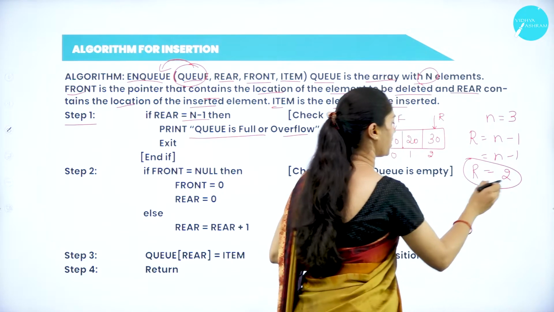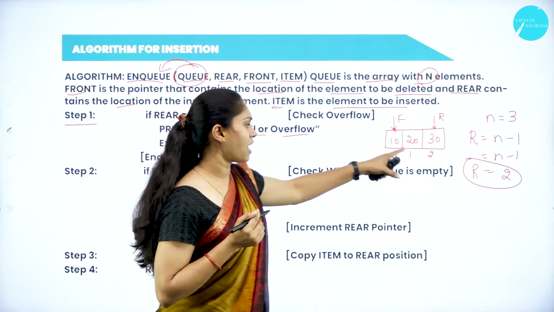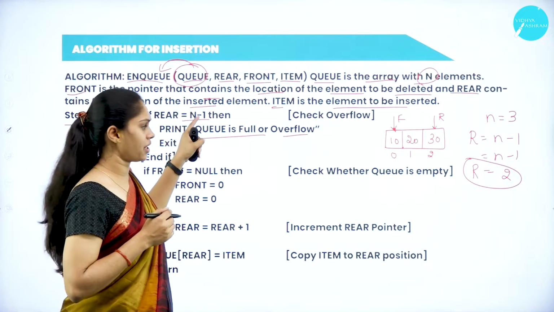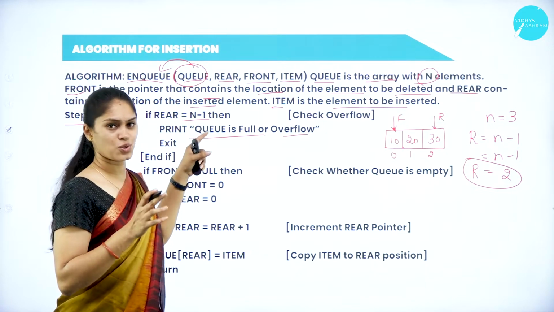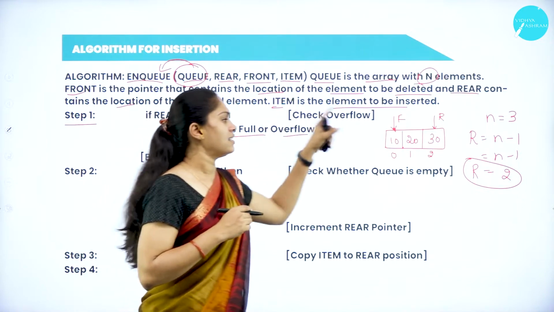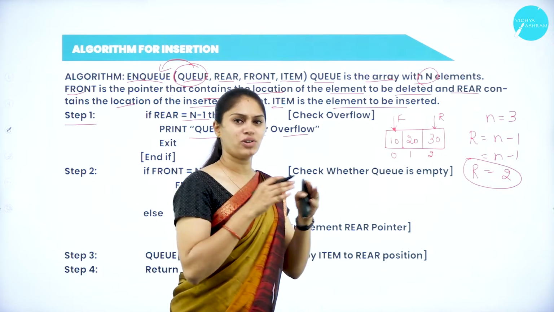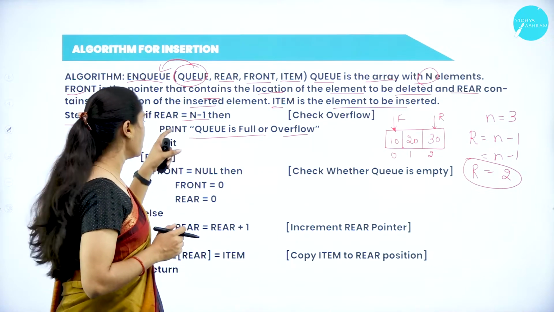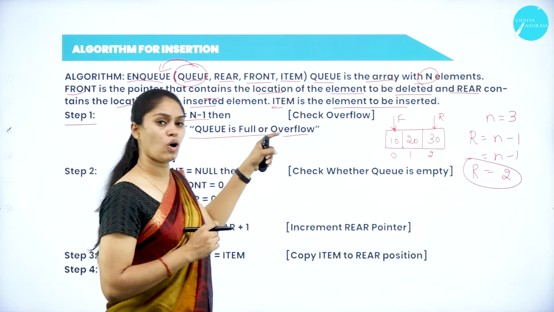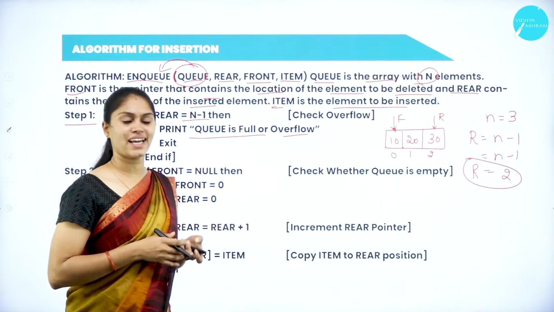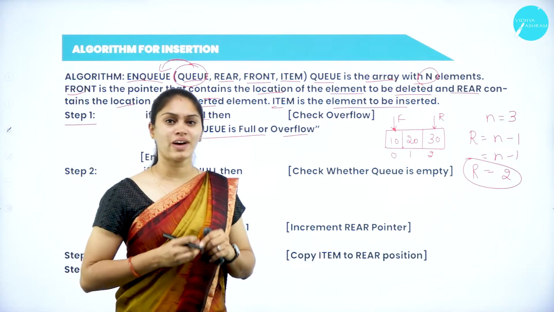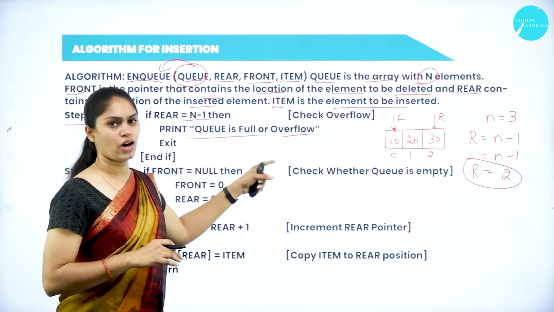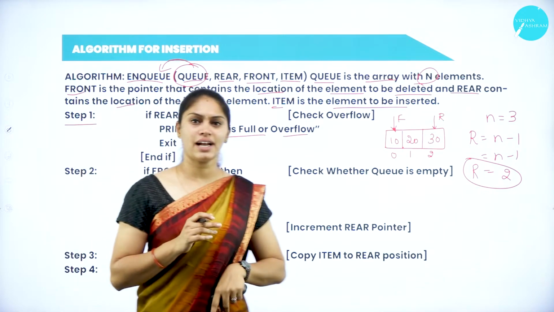So where is rear pointing? It is pointing to the last element of the queue. So is rear equal to n minus 1 true here? Yes, it is true, because rear is pointing to the last element of the queue. That means we don't have any space to add a new element. So it will print queue is full or overflow. We cannot add any element to the existing queue because there is no space. This is regarding step 1.